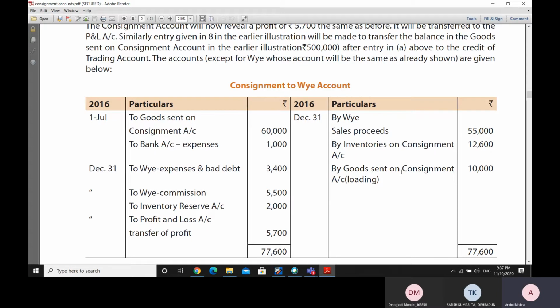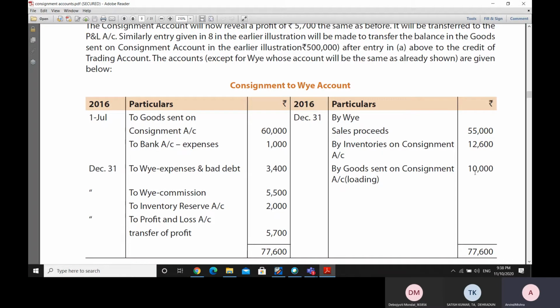Now here, goods sent on consignment account, that loading is added here, 10,000 rupees, and against this loading of 10,000 rupees, 2,000 rupees is sent to the inventory account. So why is this loading credited here? Because to cancel out this additional loading being made here. Ultimately, we have to reduce all loadings. So here 10,000 was added. So here again, this 10,000 is being reduced.